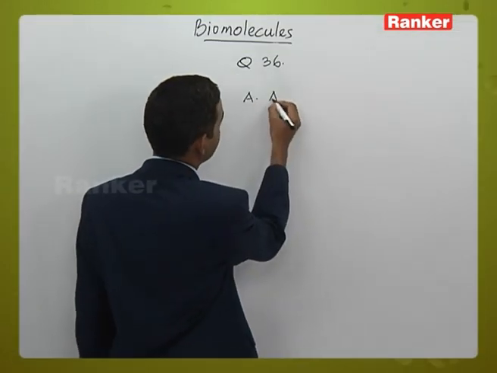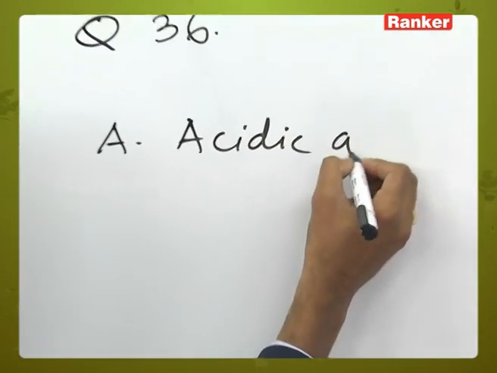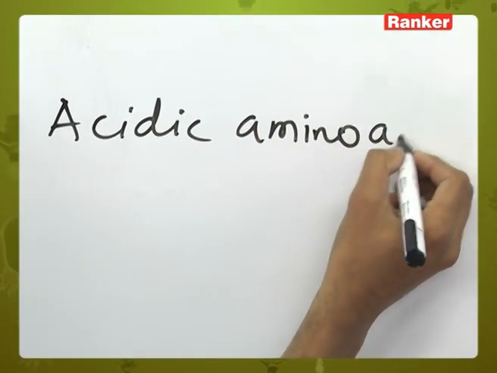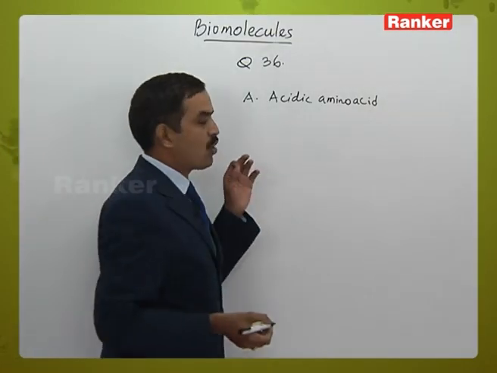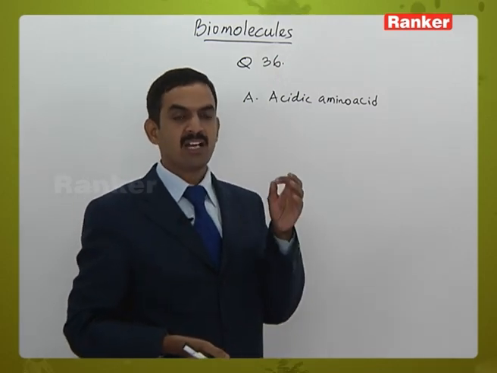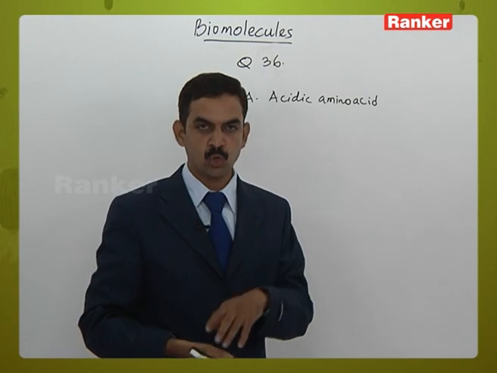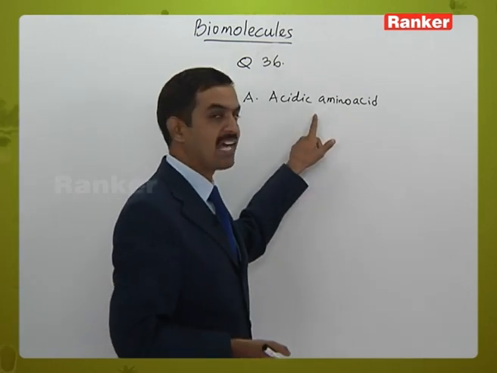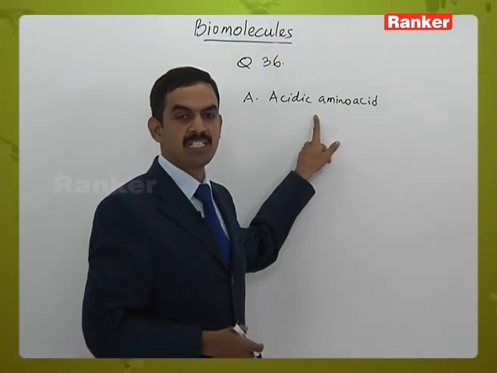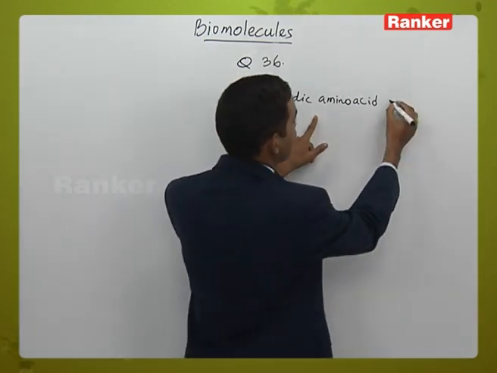So first one, A. Acidic amino acid. So which one is called an acidic amino acid? The amino acid which contains more number of carboxyl groups, we call it an acidic amino acid. From the given options, glutamic acid is acidic in its nature.